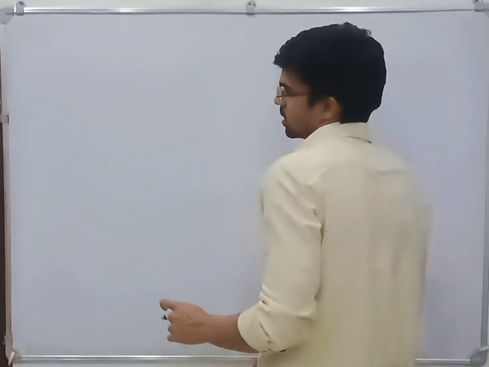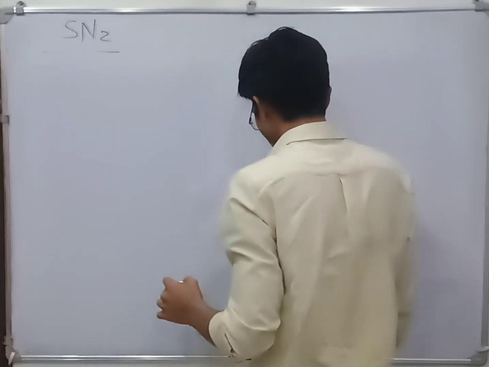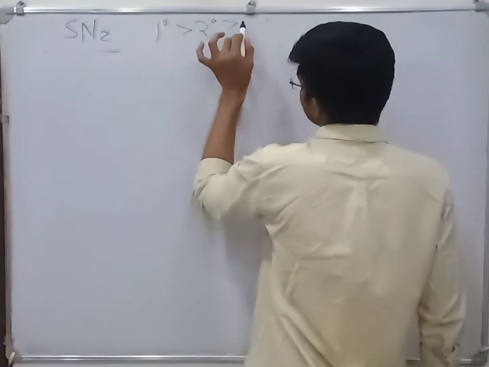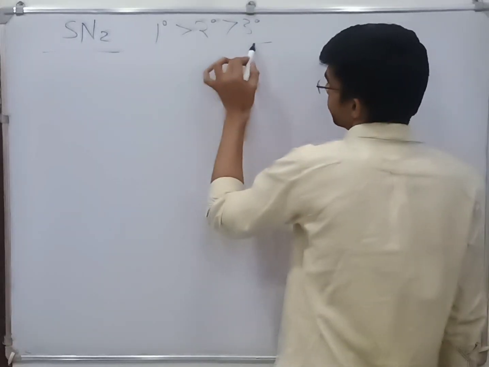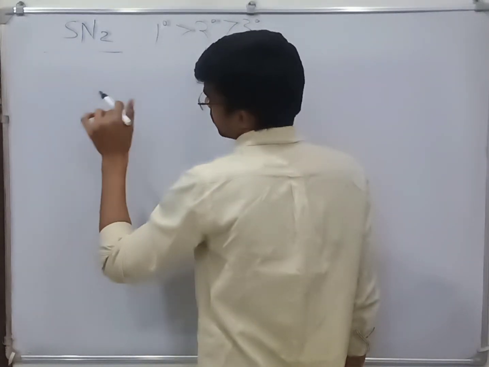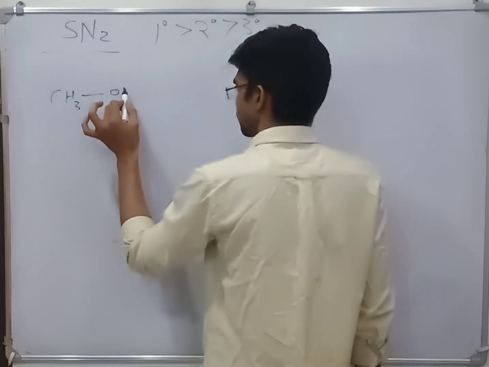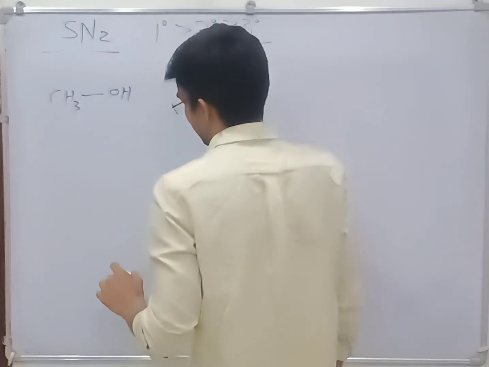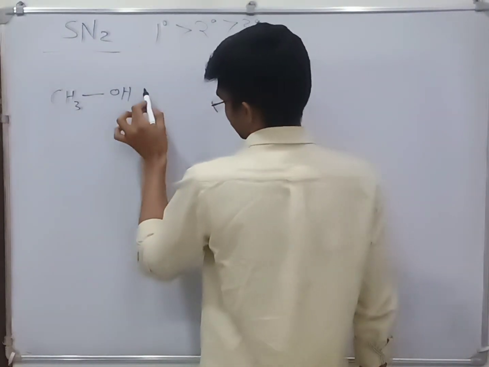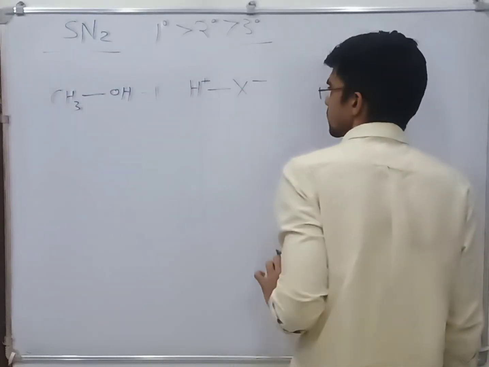Before that racemic mixture, let's understand the SN2. In the SN2 mechanism, we follow 1 degree, then 2 degree, then 3 degree carbon. Why 1 degree? When we take a 1 degree carbon compound like CH3OH, and react it with HX, H plus, X minus.